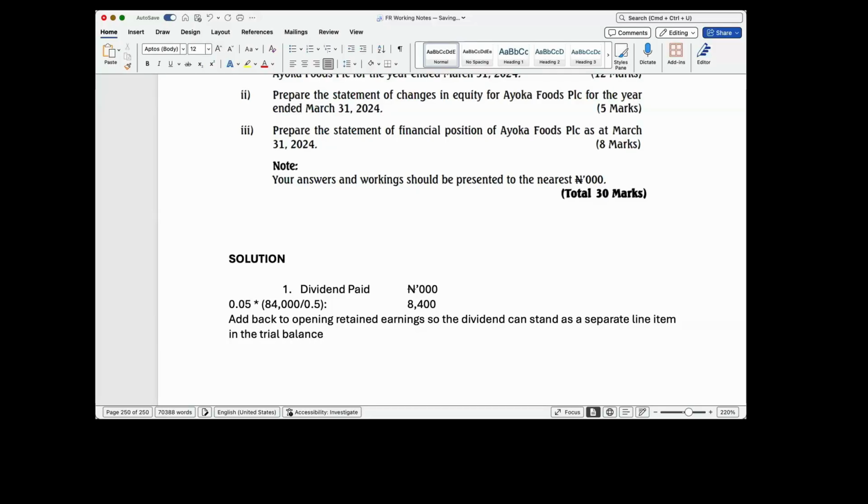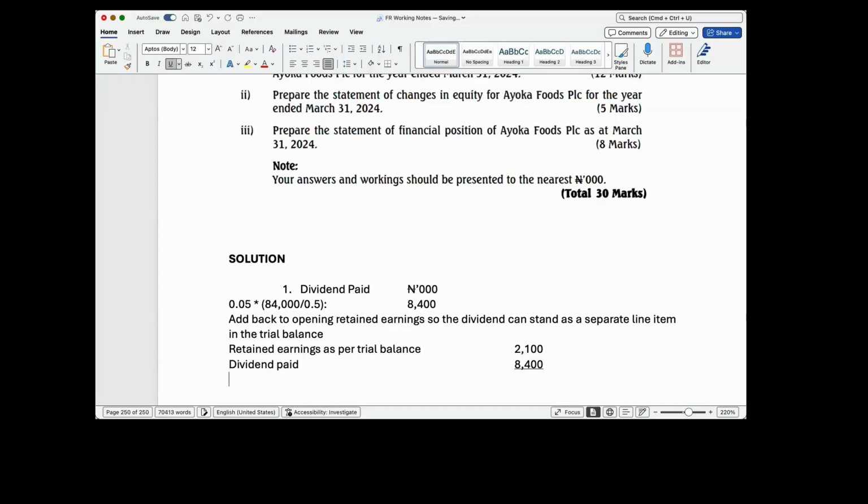So what's my retained earnings as per my trial balance? 2-1. How much is the dividend paid? 8-4. What's the addition of the two? 10-5.